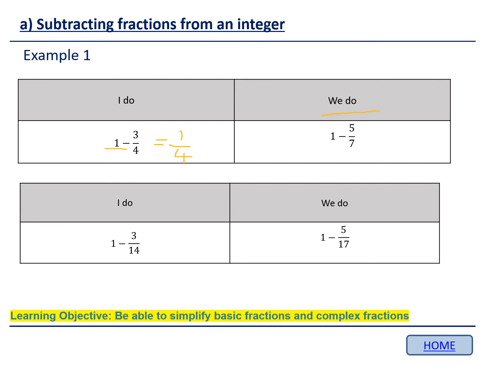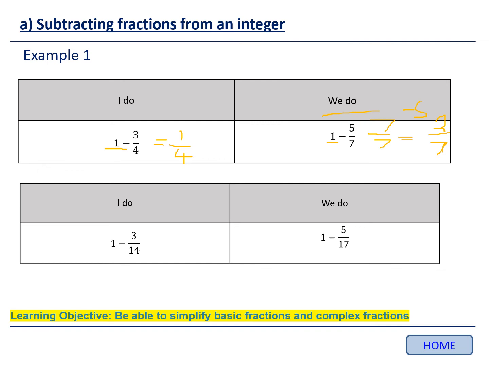Okay, pause the video, have a go at the we do. So we've got whole one again, making sure that we remember that this 1 represents 7 over 7. And we took 5 away. So if we take 5, that's going to leave us with 2 7s. We need to remember we're only taking away from the numerator at the top.